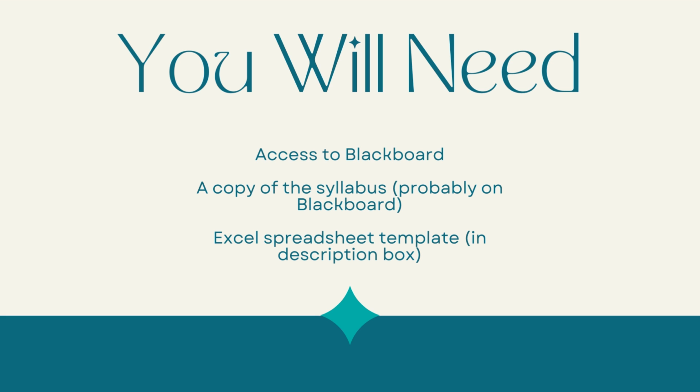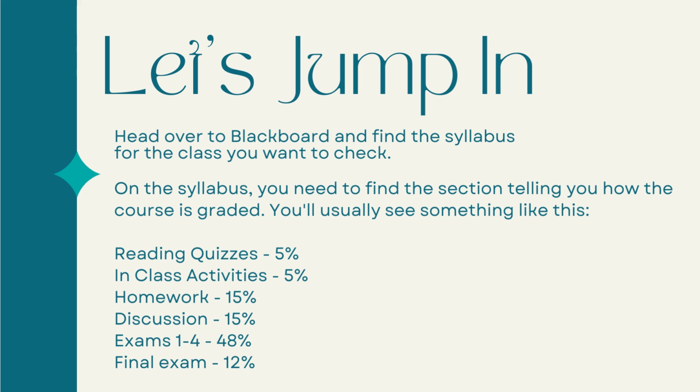So let's get started. Okay, so head over to Blackboard and find the syllabus for the class you want to check. Feel free to pause this video at any time to just go and do that and then come back to the video so that I can tell you what to do next. So on the syllabus, you need to find the section telling you how the course is graded.